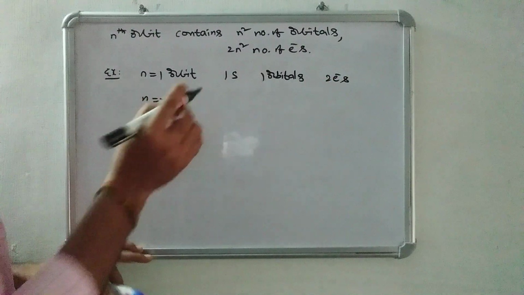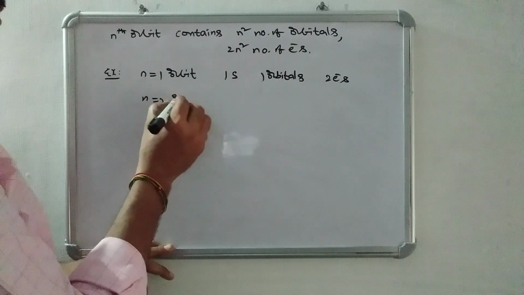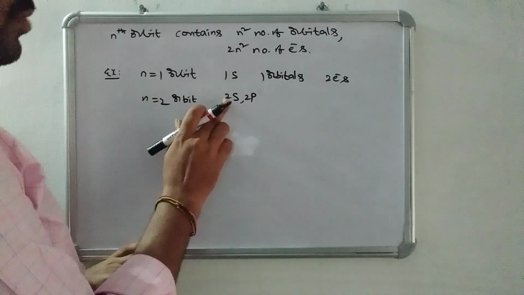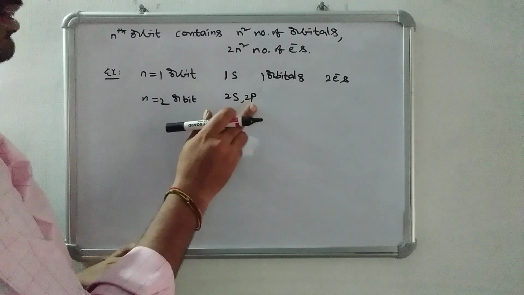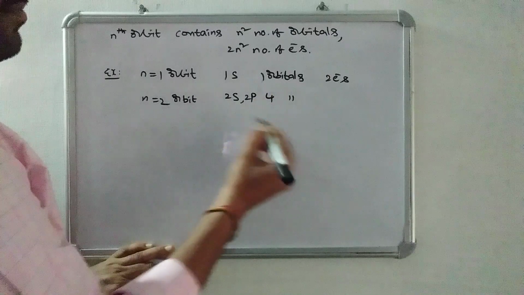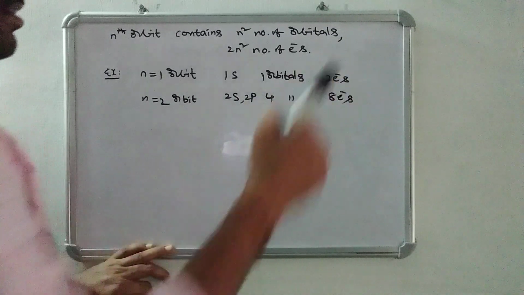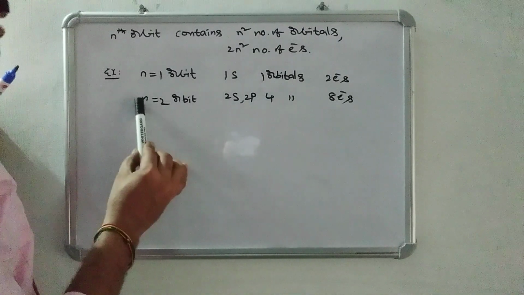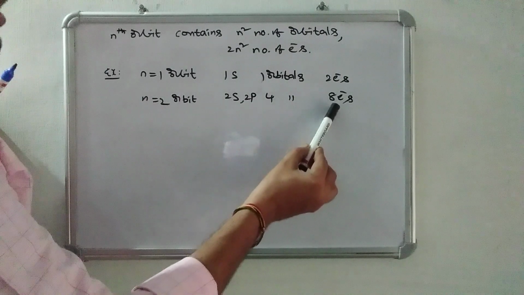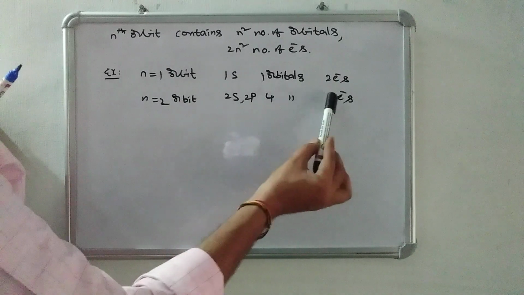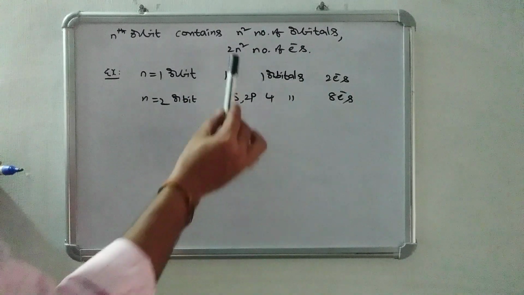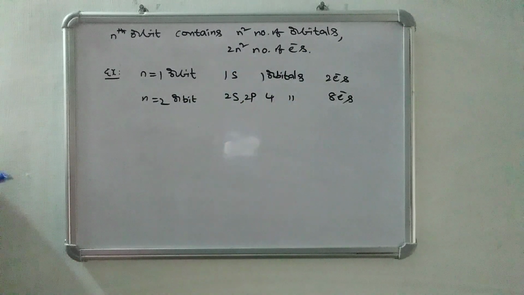The n equal to 2 orbit has 2s and 2p. 2s contains 1 orbital, 2p contains 3 orbitals, therefore 4 orbitals and 8 electrons. This 4 can be written as 2 square, therefore n square. This 8 can be written as 2 into 2 square, therefore 2n square. Therefore, the nth orbit contains n square orbitals and 2n square electrons. This is about the principal quantum number.